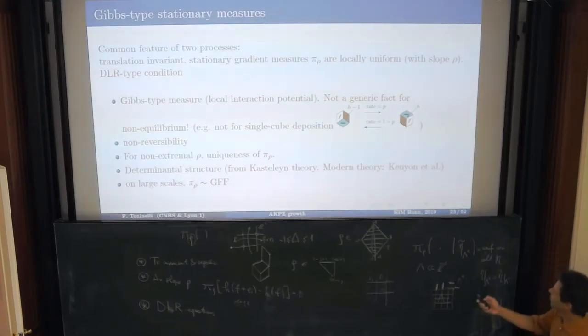For instance, if you take the single flip dynamics, where you can do just this update with rate p and 1 minus p, I have no idea what the stationary states look like, but certainly I don't expect that it's a Gibbs measure with a short-range potential. There is no real noise.